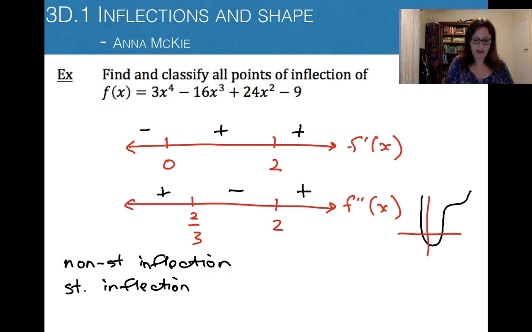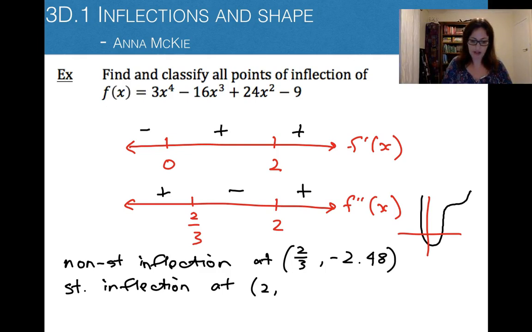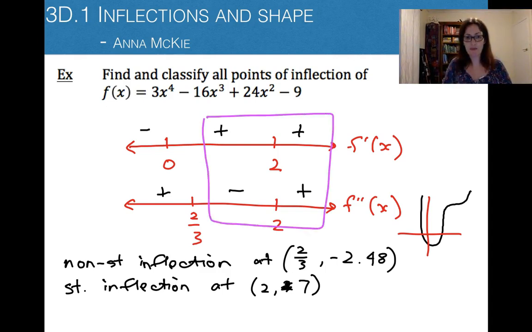But where? So you take this number 2/3 and substitute it into the function. Feel free to use your calculators for that. For both of them, the non-stationary one is at 2/3, and that comes out to be a decimal of 2.48, and the stationary one is at 2, and you substitute 2 into the function to get 7. And so if you were to look at the sign diagrams for these, if you look at that portion and look back at those tables that we've done, that would match a stationary inflection. And then if you look at the sign diagrams around this area for the other one, that would indicate the same as a non-stationary inflection.